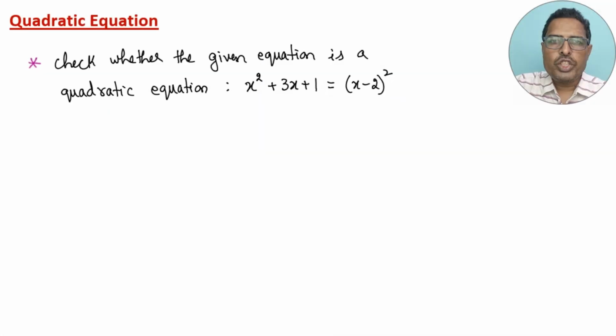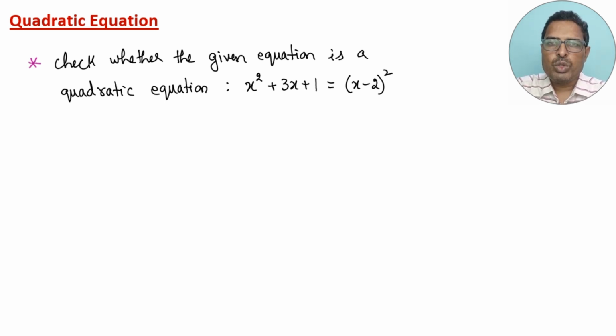The question is: check whether the given equation is a quadratic equation. We need to check whether this given equation is a quadratic equation or not. x square plus 3x plus 1 is equal to x minus 2 whole square. So we are doing a series of videos on quadratic equations. If you want to see a few more examples, you can watch my previous videos. Let us continue with this problem.